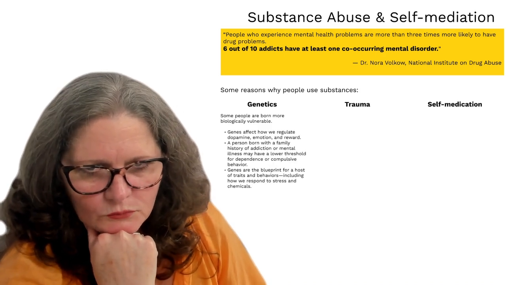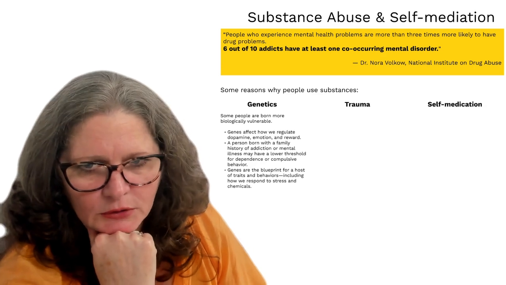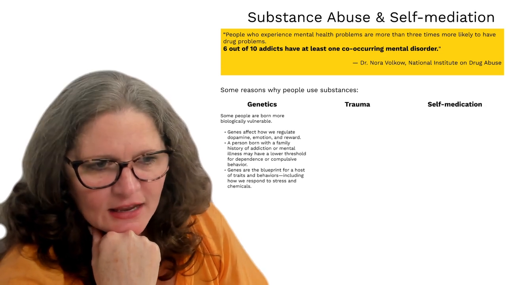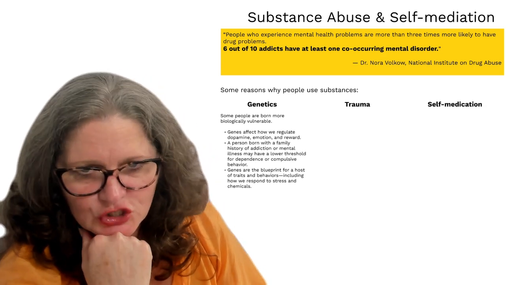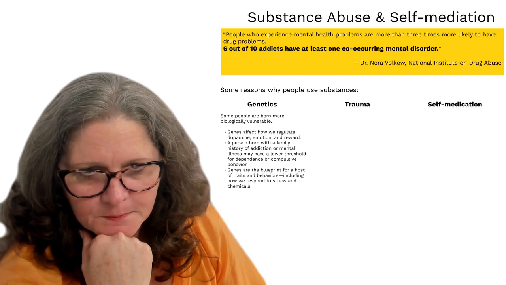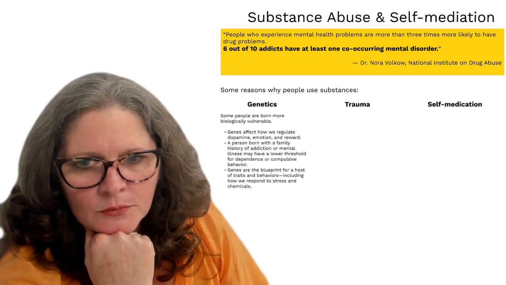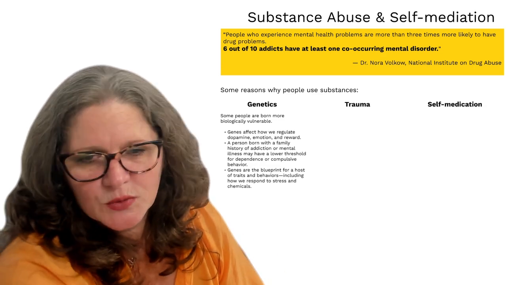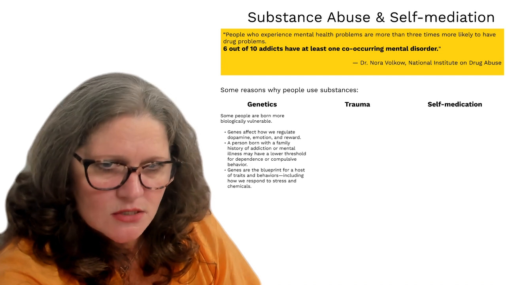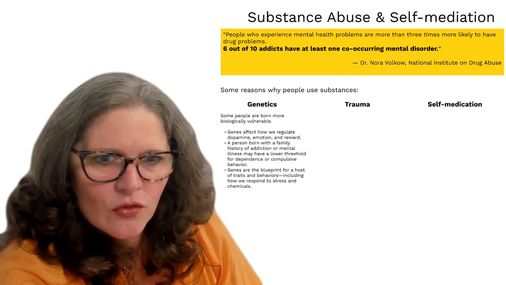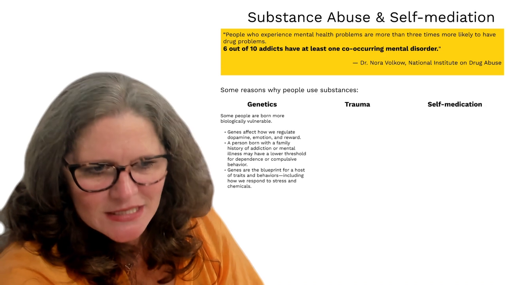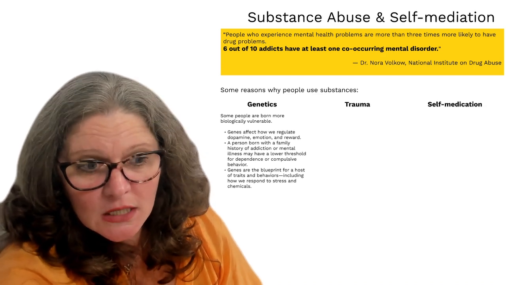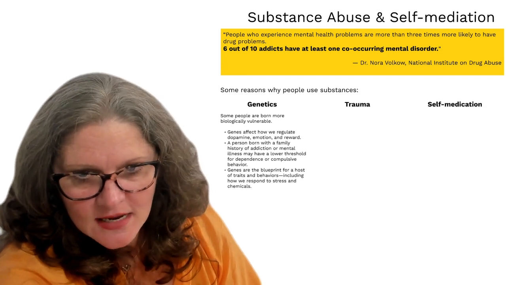Some people are simply more vulnerable. There could be a family history of addiction, and that could be because of the genetic makeup in the family. That can also impact your predisposition to having a mental disorder. And so that plus a predisposition to substance abuse really is a recipe for disaster.